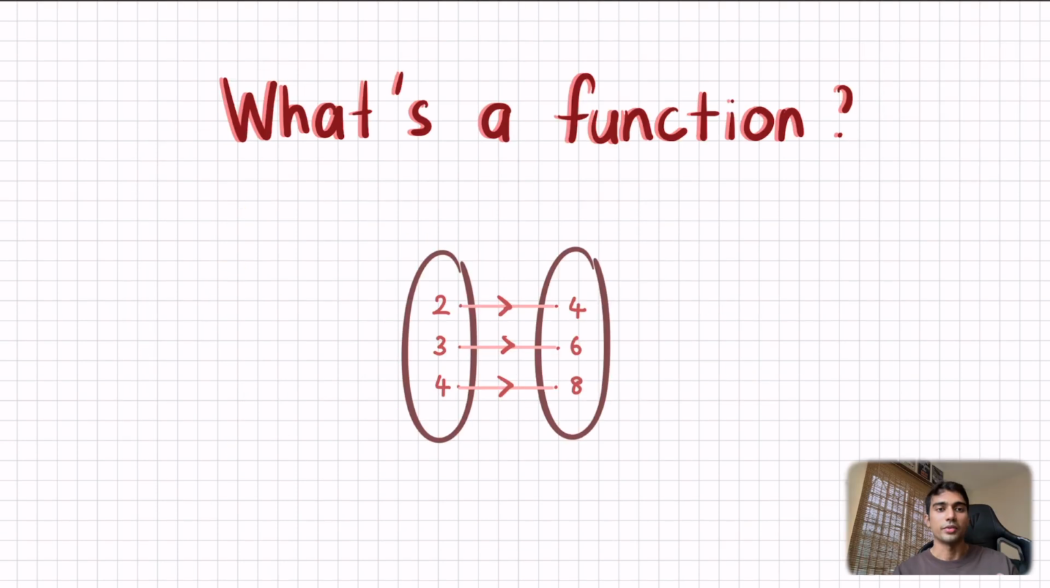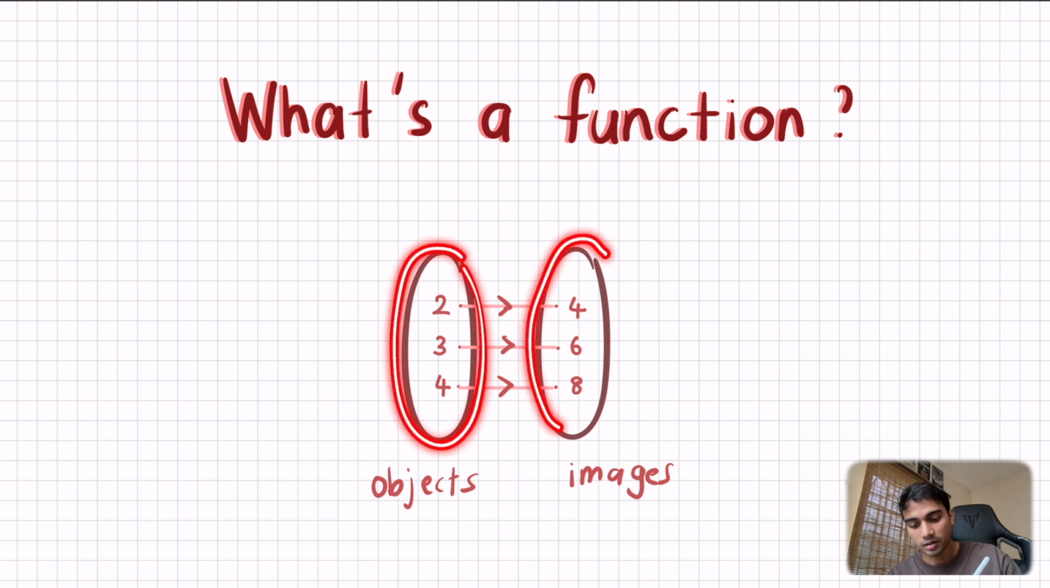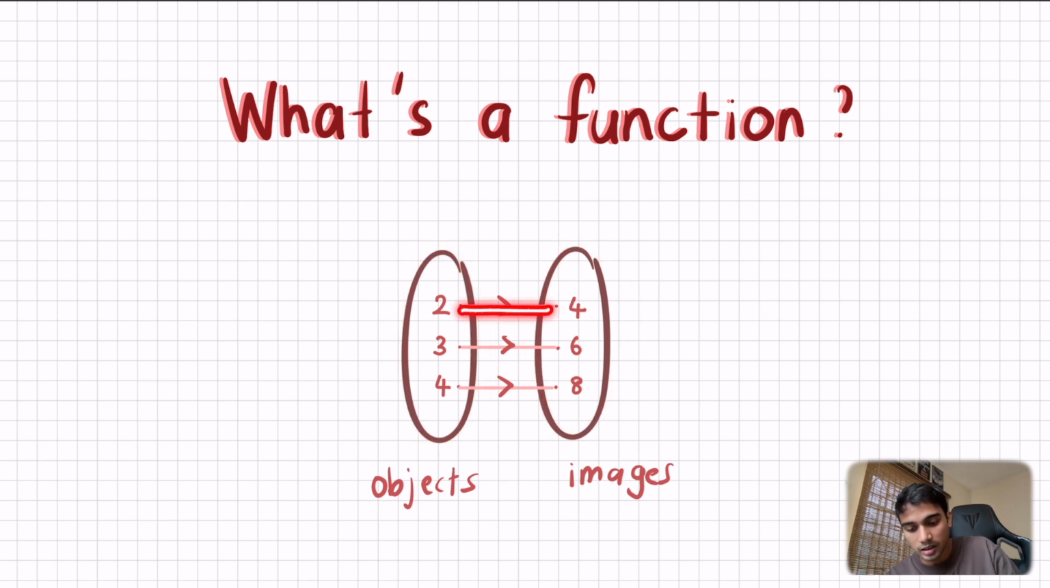Let's look at what's a function. A function is the relationship between objects and images. This is the group of objects and this is the group of images. This relationship between the objects and images we call a function. 2 is mapped onto 4, 3 is mapped onto 6, 4 is mapped onto 8. So we can see that the relationship is times 2. The object times 2, we get the image.